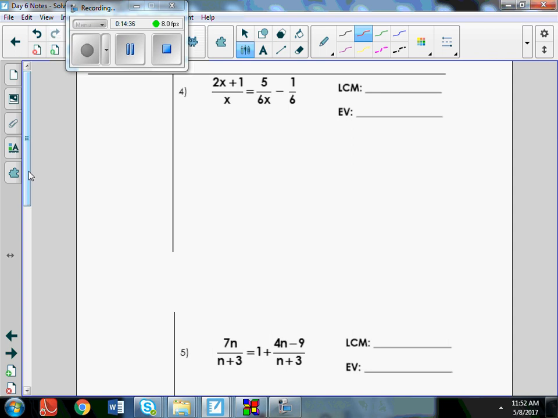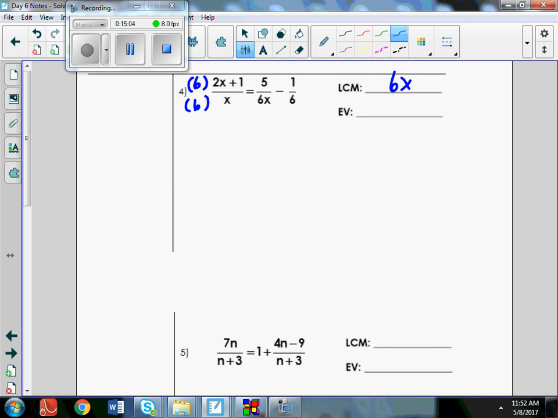Okay, so we have another one. Number 4. What do you think the least common multiple or the common denominator would be from our last unit? Take a look at those. 6x. Good. So what do I multiply the first fraction by to make the denominator 6x? 6. Let's stop right there, and we need to find our excluded values.